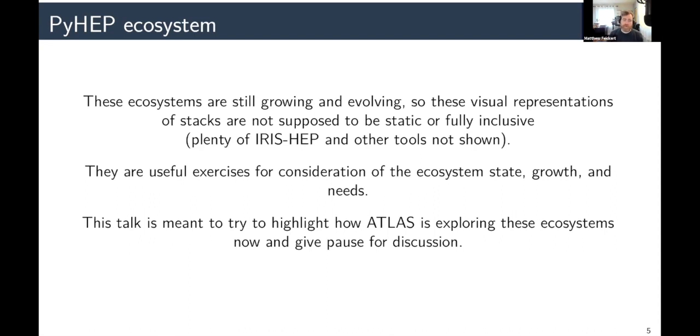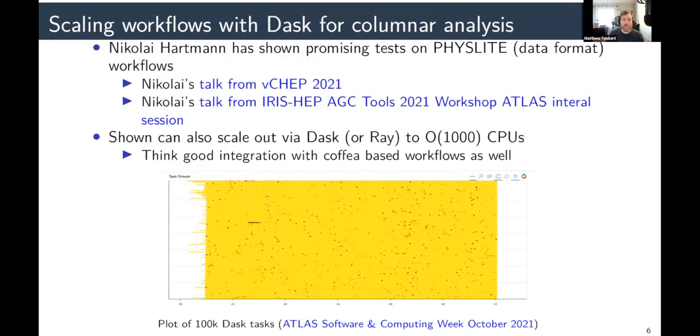So the rest of this talk is going to be hopefully more of a very high level overview of how Atlas is trying to think about some of these things in terms of adoption and also in terms of R&D efforts that are currently ongoing. But I hope that this is more a catalyst for discussion later on than trying to be a fully detailed summary.